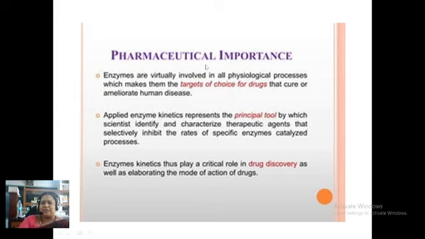Pharmaceutical importance. Enzymes are involved in virtually all physiological processes, which makes them the targets of choice of drugs that cure or ameliorate human disease. Applied enzyme kinetics represents the principal tool by which scientists identify and characterize therapeutic agents that selectively inhibit the rates of specific enzyme catalyzed processes. Enzyme kinetics thus plays a crucial role in drug discovery as well as elaborating the mode of action of drugs.